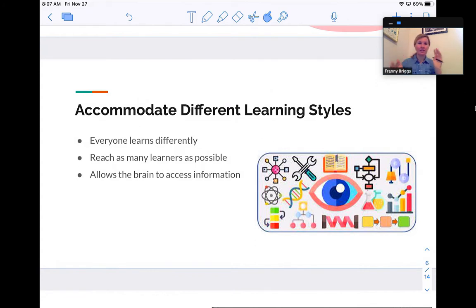Or am I a kinesthetic learner, which is when you learn best by doing? Those are the three learning types, and everyone is a combination of the three of those. But the more ways that we can present information, especially using graphic organizers, the more students are going to be able to understand what we're talking about, right?